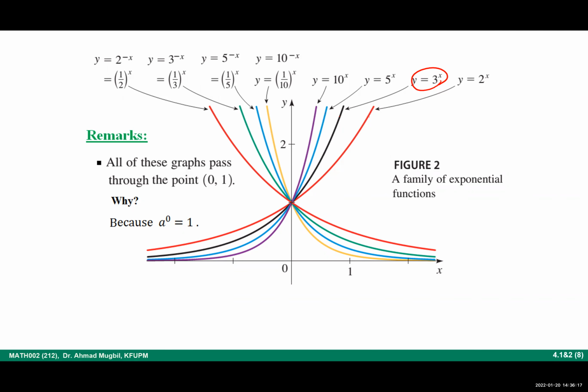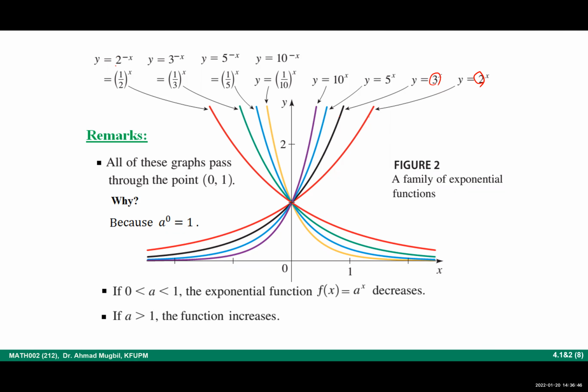Excellent, very nice remark. When a is greater than 1, as with 2 to the power x and 3 to the power x, they are increasing. But when a is between 0 and 1, they are decreasing. Very nice remark. What about the range? Did no one notice something about the range and the domain? What is the domain of each one of them? All the real numbers. But the range is what? Only the positive numbers, from 0 to infinity.